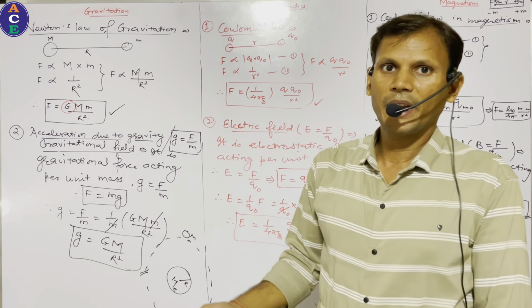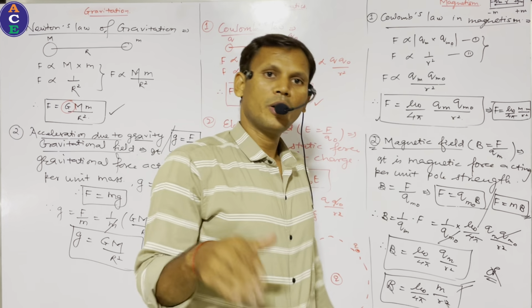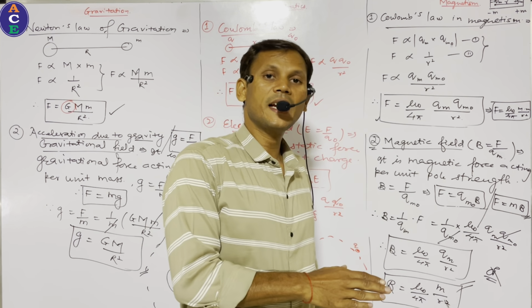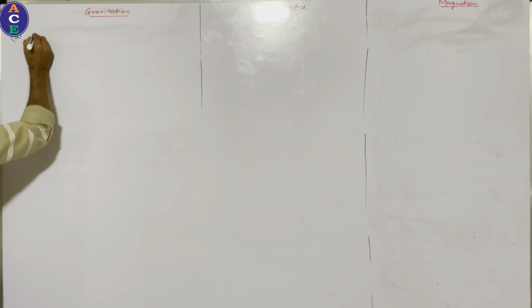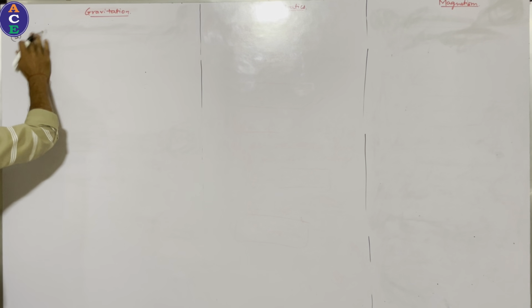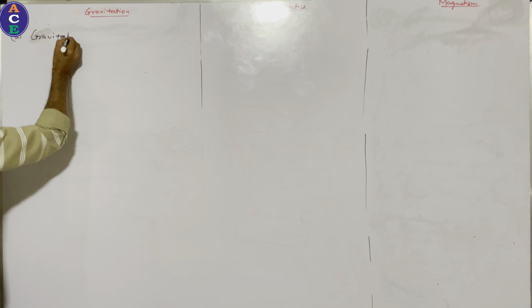Now we have to compare about one more thing, that is the potential and potential energy. So it is the third point, potential. What is the gravitational potential? Over here there will be gravitational potential.